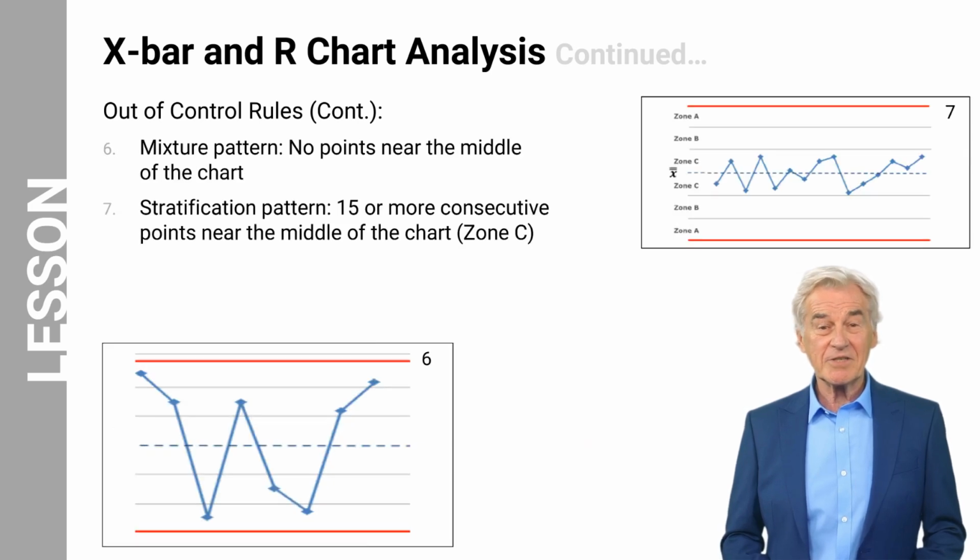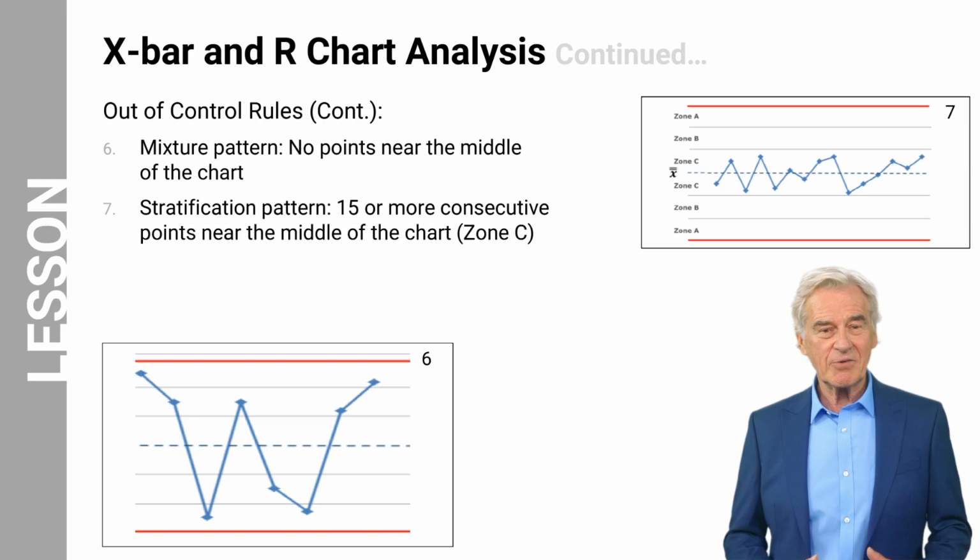The sixth condition is called a mixture pattern. This occurs when the points alternate jumping across the center line. Also, no points are near the middle of the chart in this condition. This shows that there is very little consistency within the process being analyzed. Lastly, the seventh condition is called the stratification pattern. This occurs when 15 or more consecutive points are in zone C of a chart.